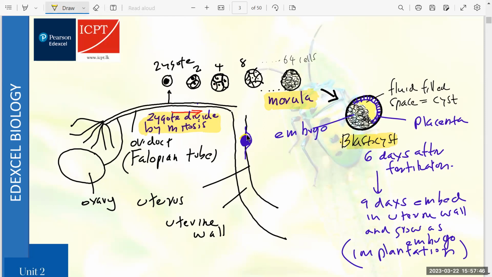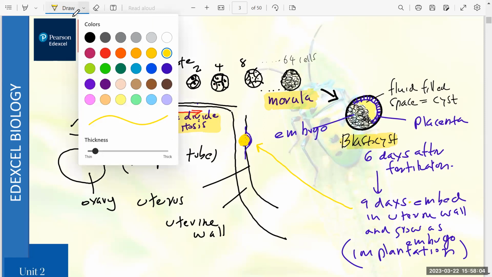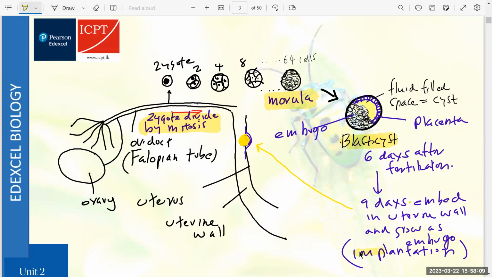So here it just arrives and embeds in the uterine wall. At 9 days, the blastocyst further develops and embeds in the uterine wall. That is called implantation. Okay.